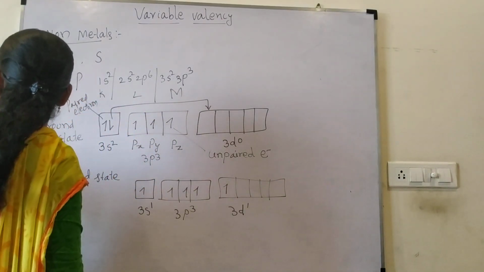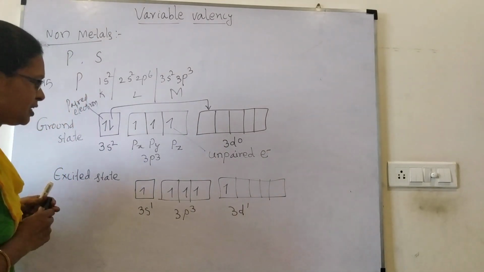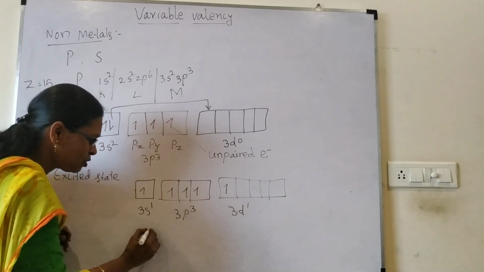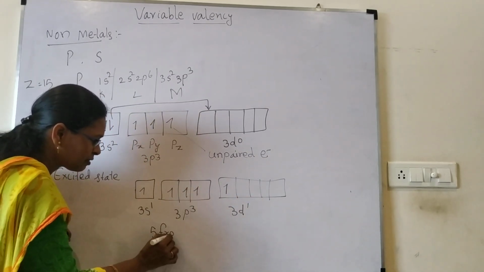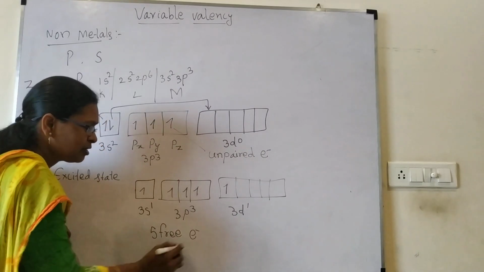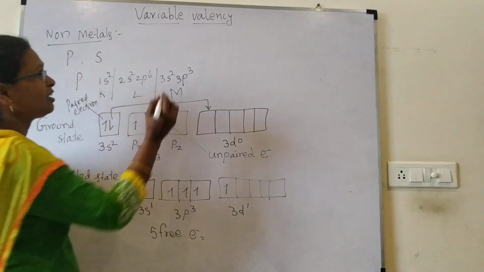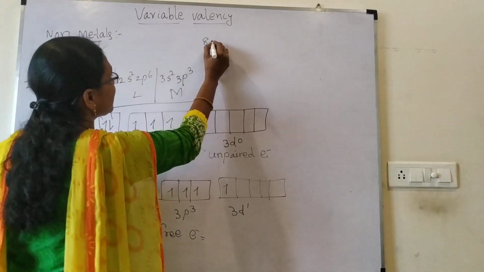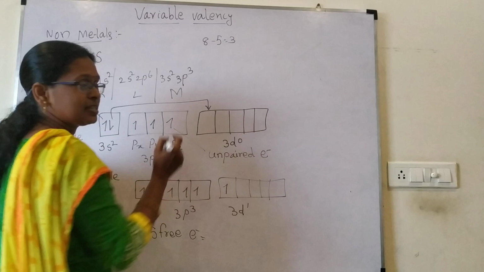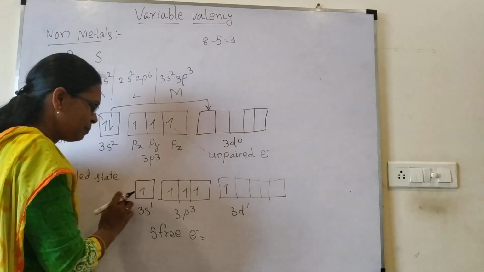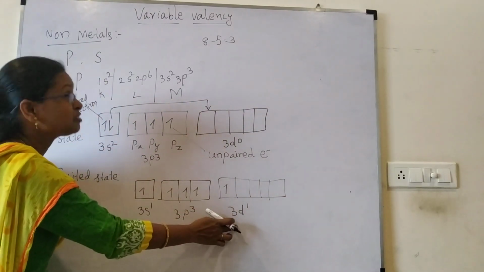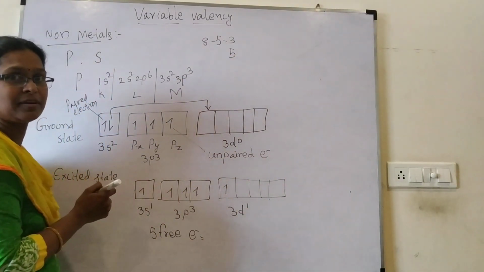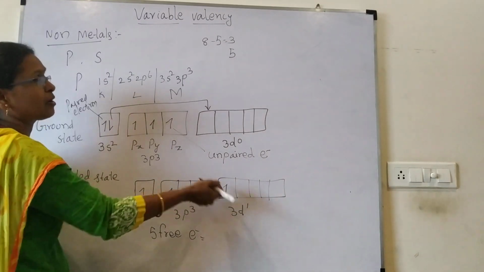So when you consider this one, how many free electrons are there? 1, 2, 3, 4 and 5. So 5 free electrons are here. That is the reason. We already know phosphorus belongs to the 5th A group elements, so 8 minus 5 is equal to 3 valency. This is the normal valency, right? And based on this excitation, phosphorus will get another valency also, that is 5, because of the unpaired electrons.